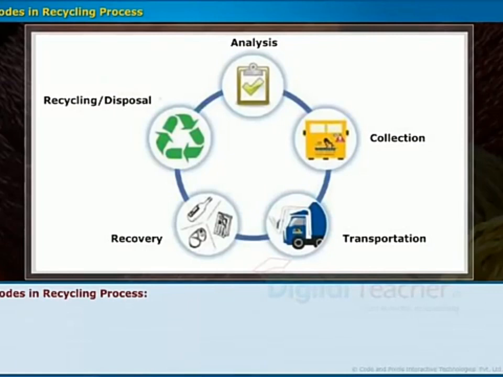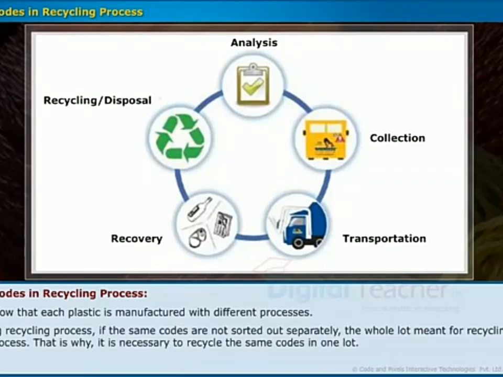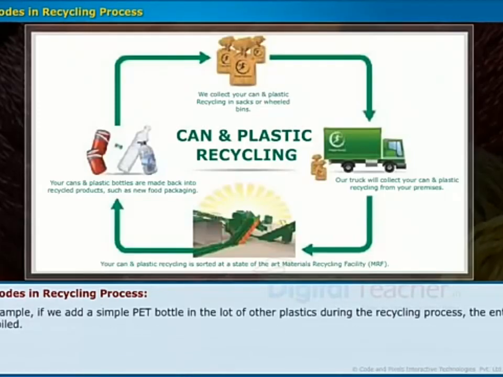Here, let us study the role of codes in recycling process. We know that each plastic is manufactured with different processes. During recycling process, if the same codes are not sorted out separately, the whole lot meant for recycling will spoil the process. That is why it is necessary to recycle the same codes in one lot. For example, if we add a simple PET bottle in the lot of other plastics during the recycling process, the entire lot will be spoiled. To understand this, we need to study the uncoded plastics.